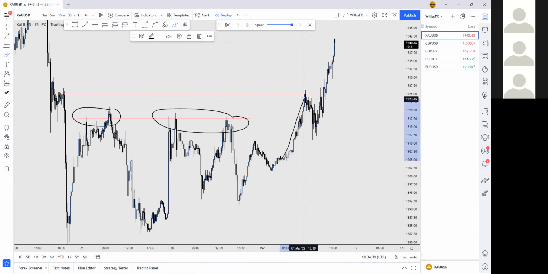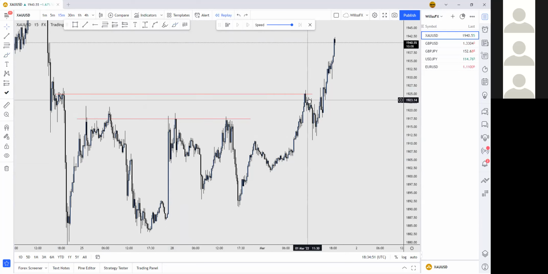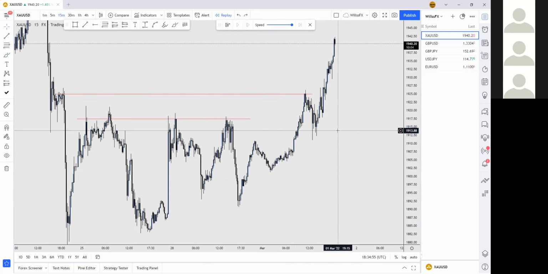We then made that push to the upside, tap into previous liquidity, whilst taking out this liquidity, and then we make that drop. And although it doesn't really seem like a big drop, compared to everything else, it's still like 136 pips, which is a decent amount on gold.